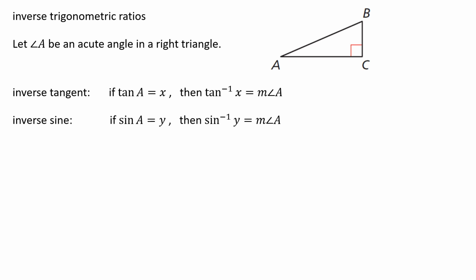Inverse sine. If sine of A equals y, then inverse sine of y equals the measure of angle A. Inverse cosine. If cosine of A equals z, then inverse cosine of z equals the measure of angle A.